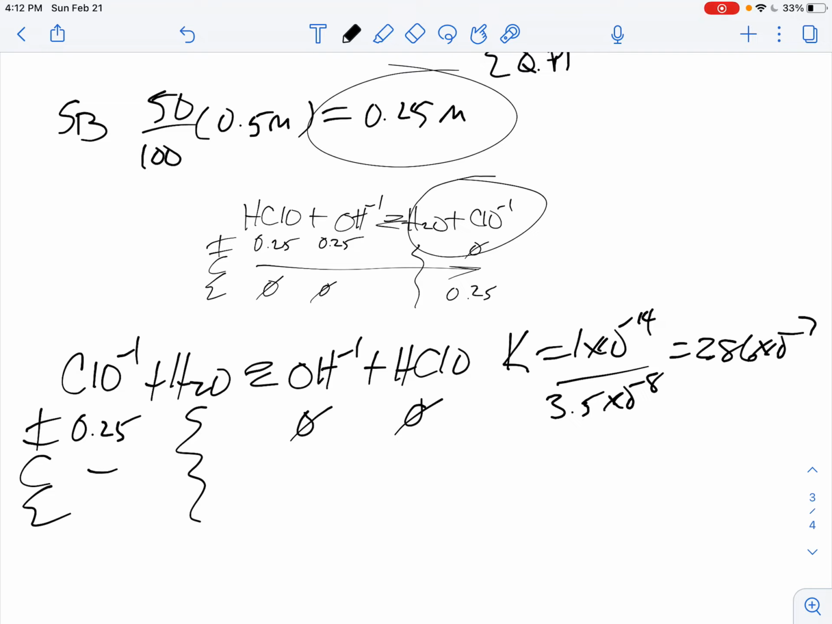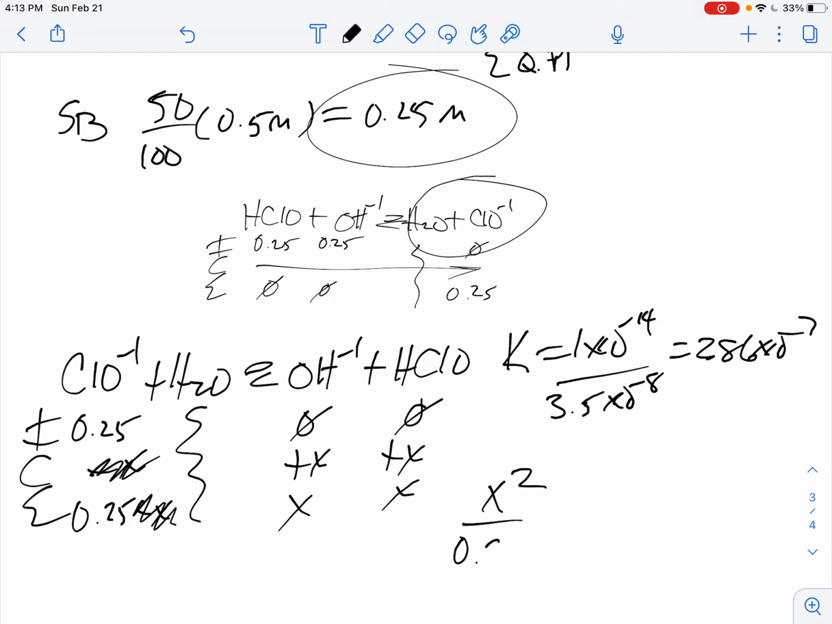So now what's going to happen is I'm going to do a minus x plus x plus x just like we did before, 0.25 minus x. If you'd like to, you can keep the x, do it the long way. I'm not going to. I'm going to get rid of it because my K value is extremely small. So I'm going to cheat and get rid of this guy here so that I'm going to end up with x squared over 0.25 is equal to 2.86 times 10 to the negative 7th.